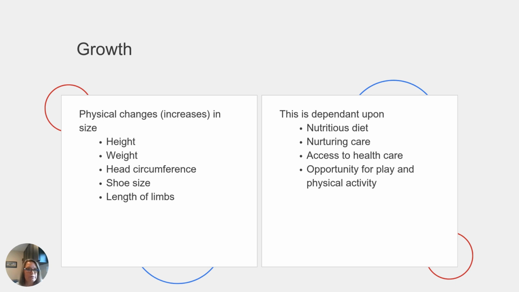So, first, of course, a nutritious diet, right? That's crucial. That fuels the body's growth. Second is going to be the nurturing care that comes from the caregivers to provide both emotional and physical support. And also, we need to think about the access to healthcare to ensure that any growth issues are identified and managed properly. Lastly, opportunities for play and physical activity are essential because they stimulate muscle development and coordination. As you can see, all these elements work together to ensure a child's healthy growth, and it's really a holistic process.